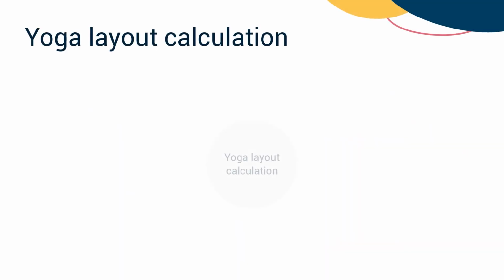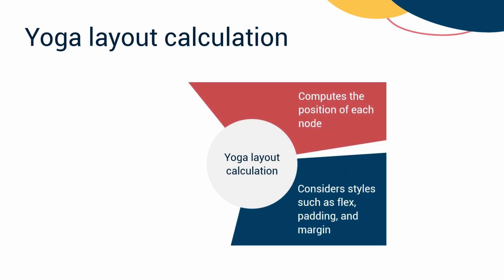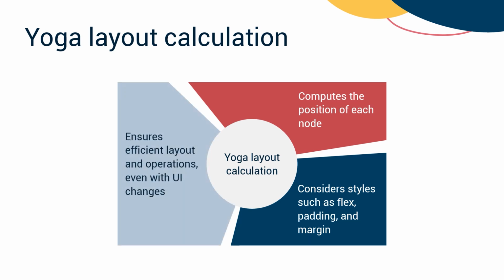The next step is Yoga layout calculation. Yoga computes the position of each node in the shadow tree by considering the styles you have specified at the component level, such as flex, padding, and margin. This computation ensures all components are arranged and operate efficiently, even when UI changes occur.